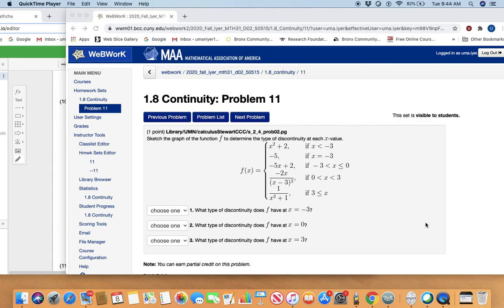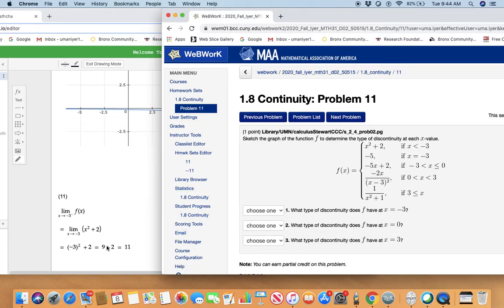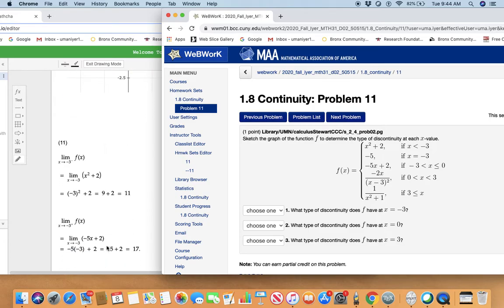Problem 11, section 1.8. Sketch the graph of the function to determine the type of discontinuity. Well, you could sketch it, but it is not necessary in this case. You can address this algebraically. What type of discontinuity does f have at x equals negative 3?